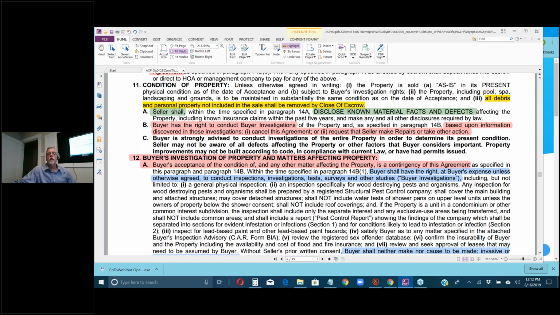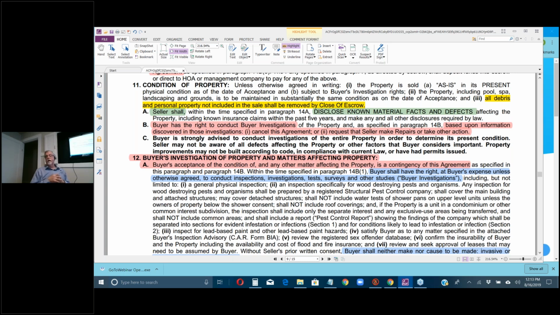Buyer has the right to, this is red now, so this is a contingency, conduct buyer investigations and, based upon information discovered in those investigations, cancel the agreement or request the seller makes repairs. So even though it's being sold as is, that does not mean you can't produce a wish list and ask them to fix stuff. I've had agents tell me you can't ask for stuff, it's as is. Most real estate agents have never really read the contract.